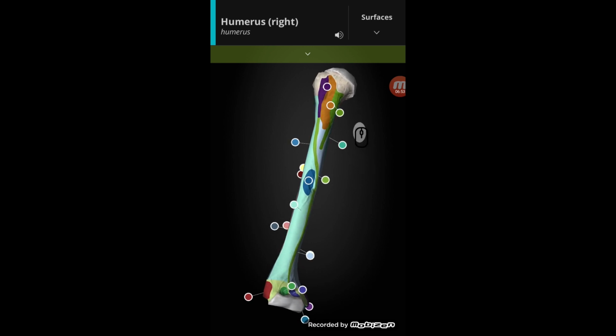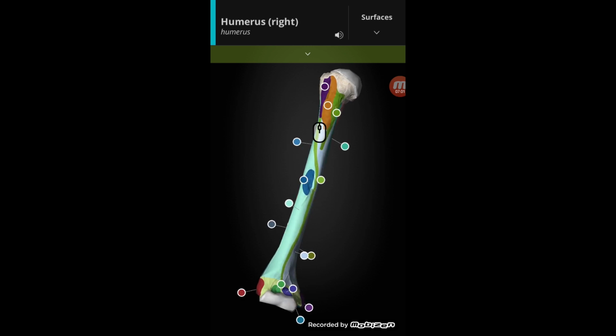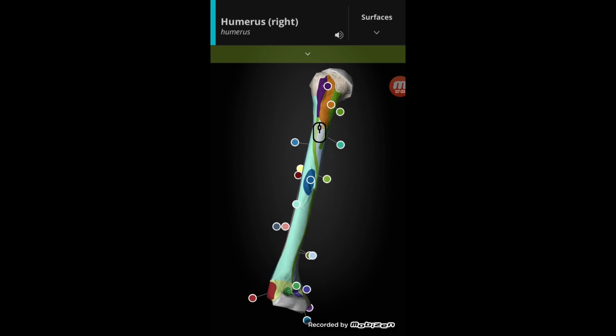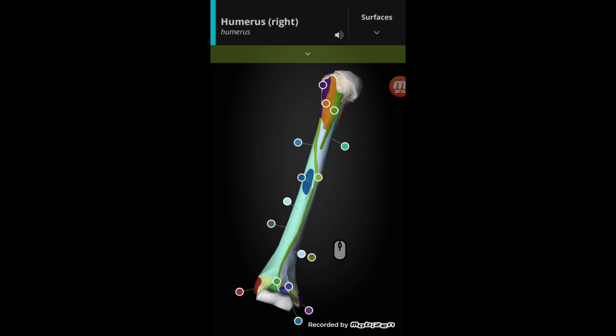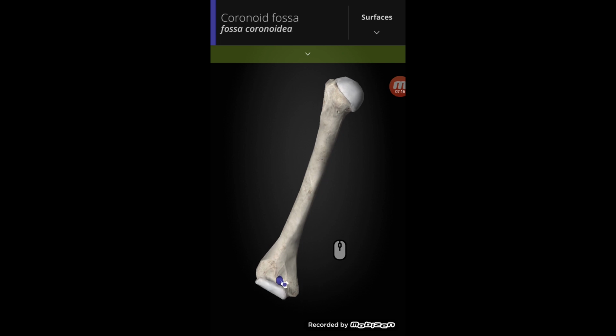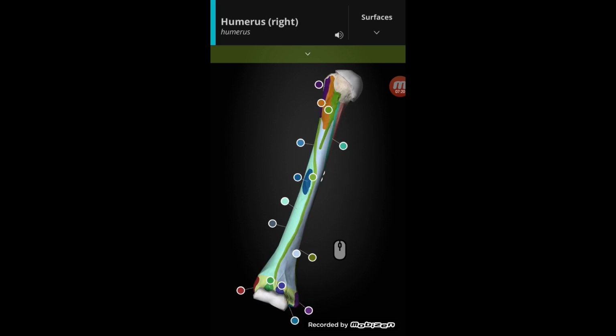Here you can see that from the bottom of the crest of the greater tubercle there is a border coming, this green border you can see. This is called the anterior border. It comes from here and gets here, into the radial fossa. So this is called the anterior border.